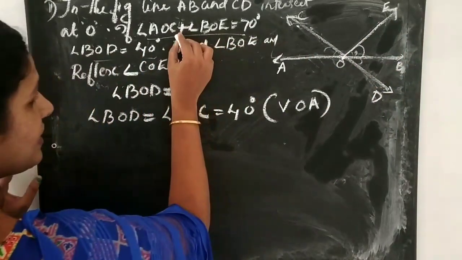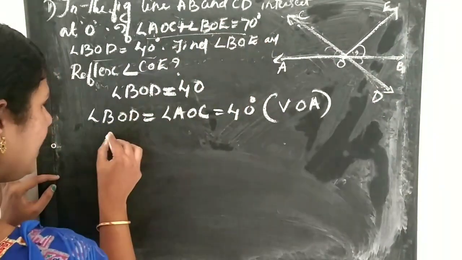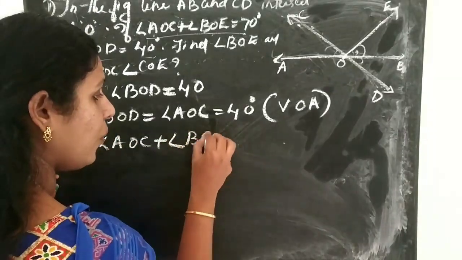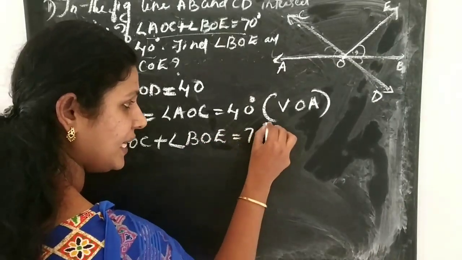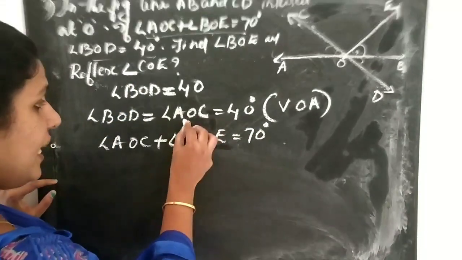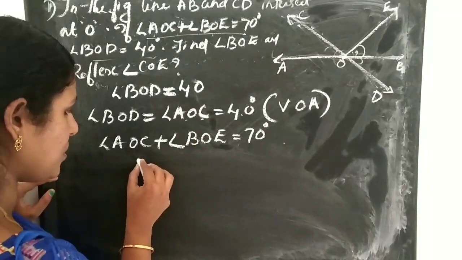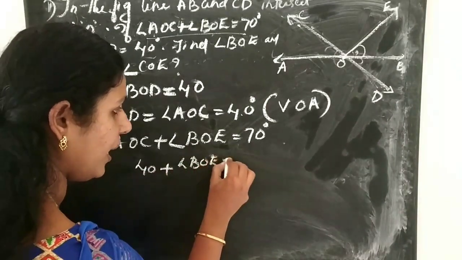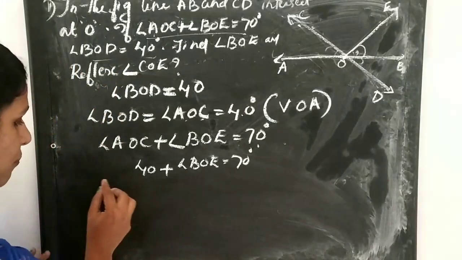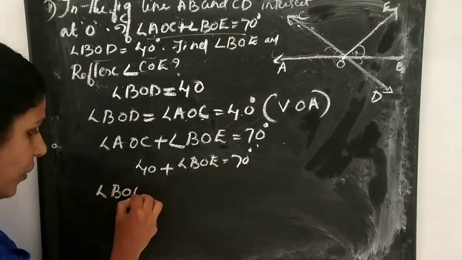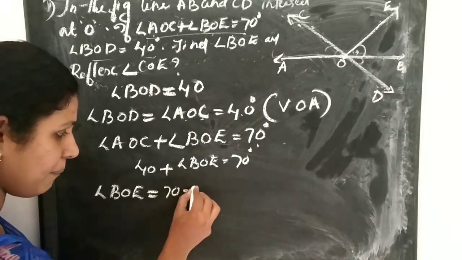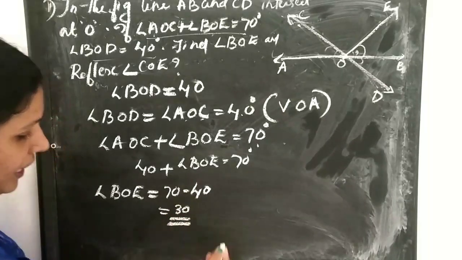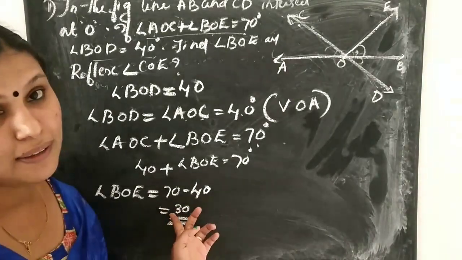BOE. See, there is a hint: angle AOC plus angle BOE equal 70 degree. In this case, angle AOC we know is 40 degree. So we substitute: 40 plus angle BOE equal 70 degree. Then we have to find angle BOE equal 70 minus 40. 70 minus 40 is what? 30 degree. Now we get angle BOE equal to 30 degree.